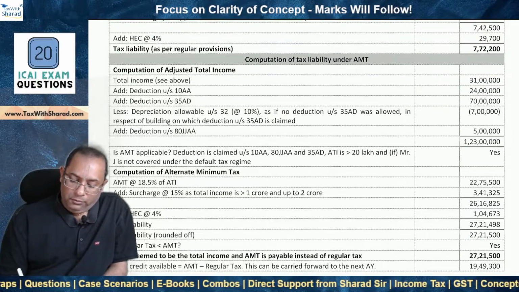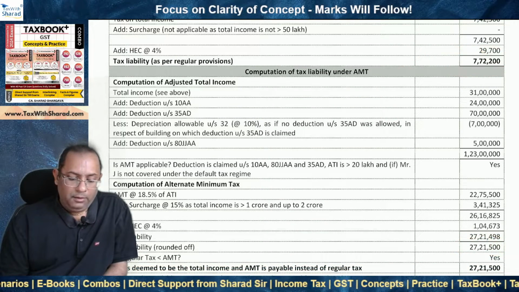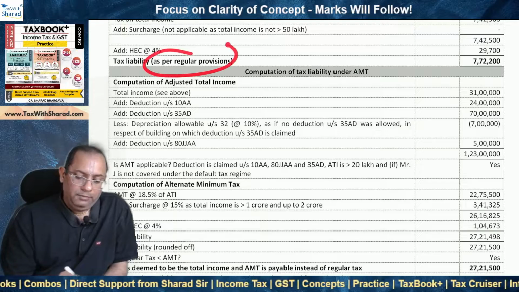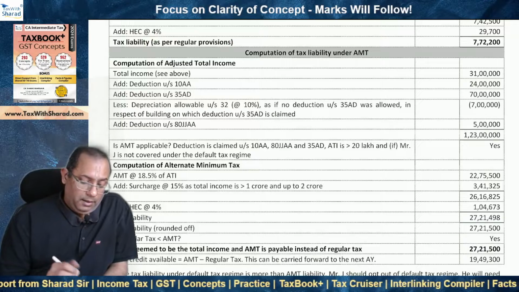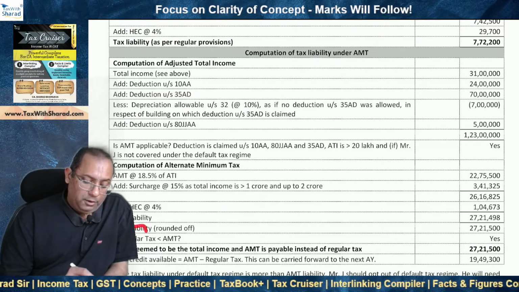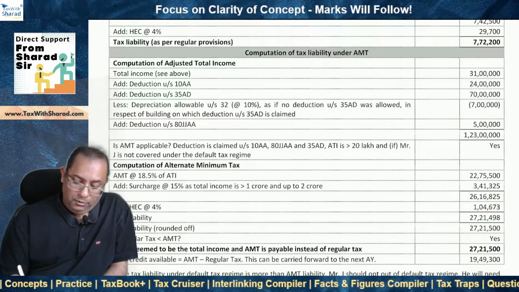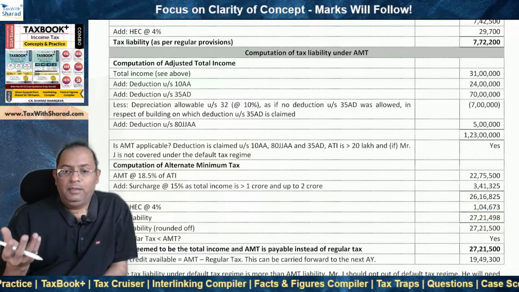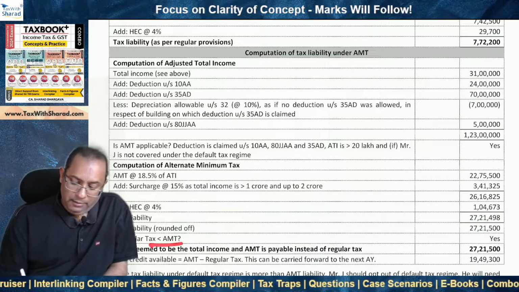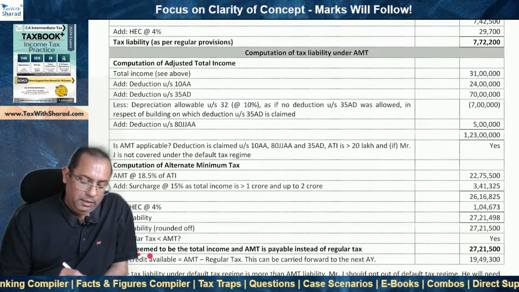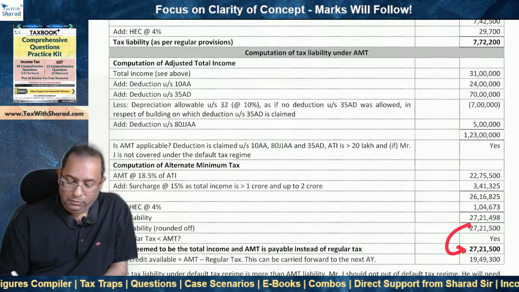Now we have got 2721500 as AMT and 772200 as the regular tax liability as per regular provisions. And what we need to do now, we need to compare both. Is regular tax less than AMT? Of course, 772200 is less than 2721500. So AMT is the minimum which you need to pay. So AMT needs to be paid. So is regular tax less than AMT? Yes. Therefore, ATI is deemed to be the total income and AMT is payable instead of regular tax. That means 2721500.